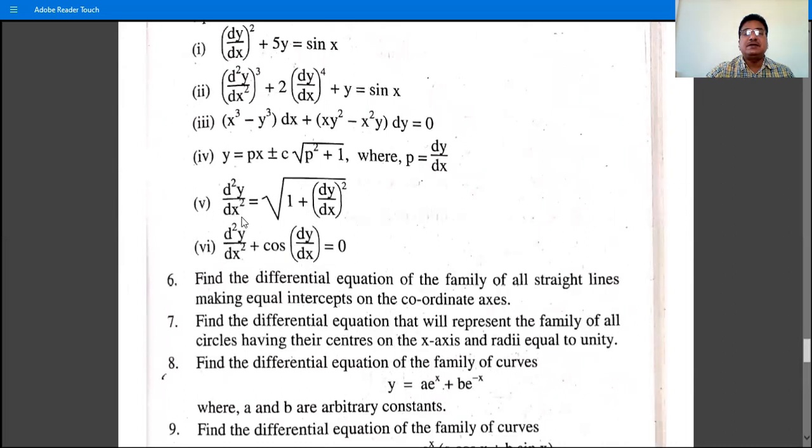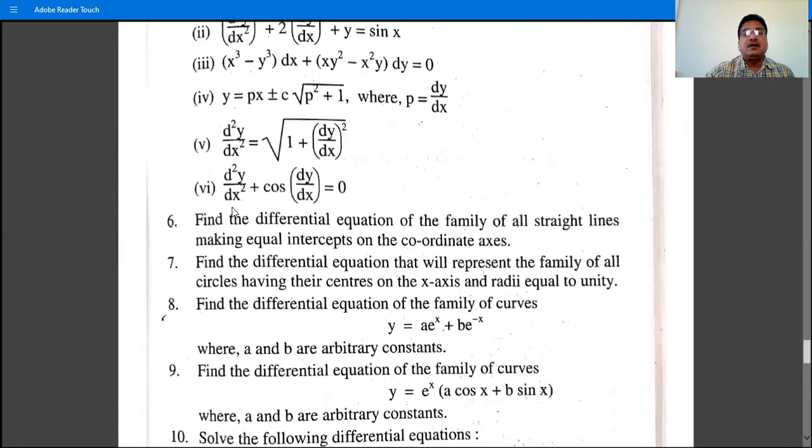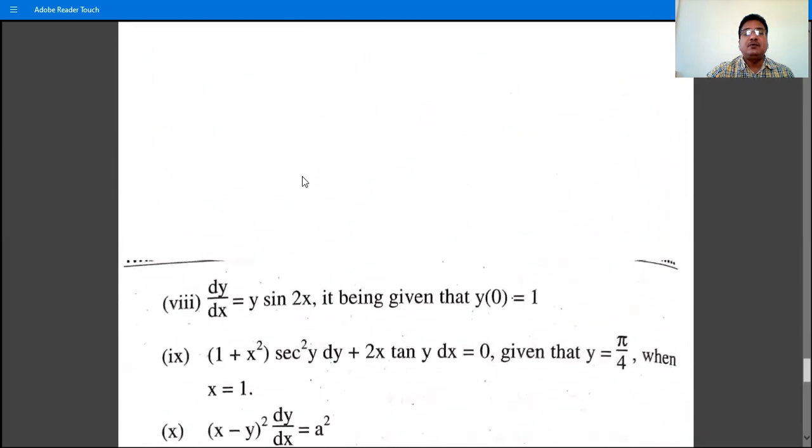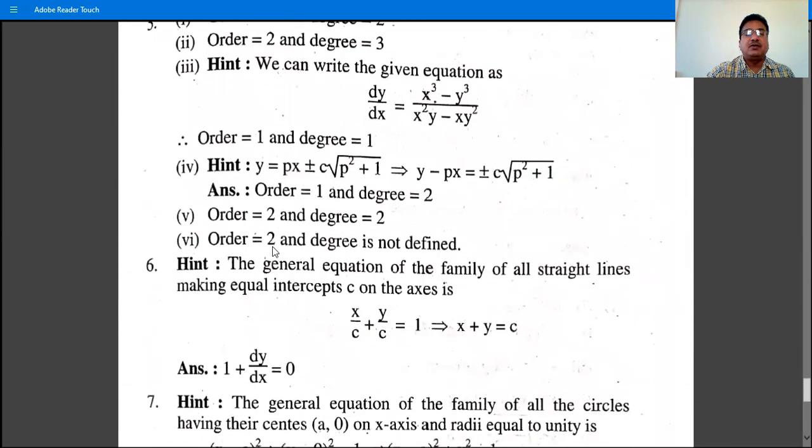First, squaring both sides. So [d square y by dx square] whole square is equal to this. And then d square y by dx square, the highest order derivative is of order 2, and [d square y by dx square] whole square is there. So degree and order are both 2.